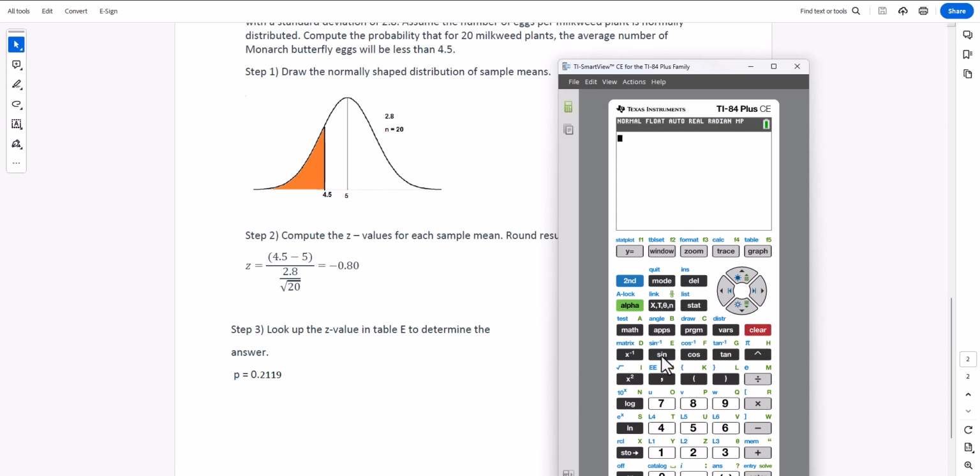We can also use the calculator to compute the area. We click on second distribution, select option 2. We have to type in the lower value. Since it's an extreme value, it should be negative 10 to the 99th power. The upper value would be negative 0.8. Leave the mean as 0, standard deviation as 1. Highlight paste. Select enter and select enter one more time. And we get the answer 0.2119.